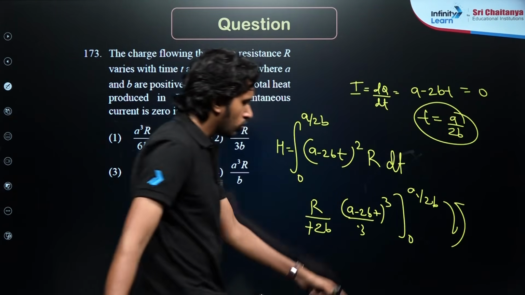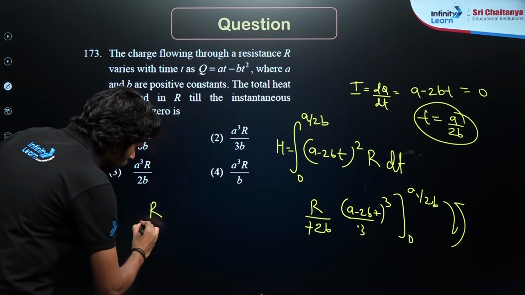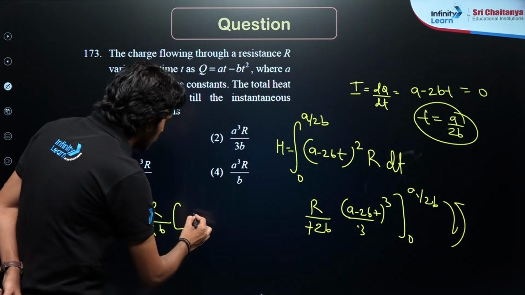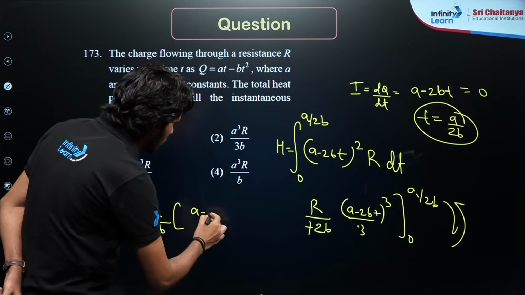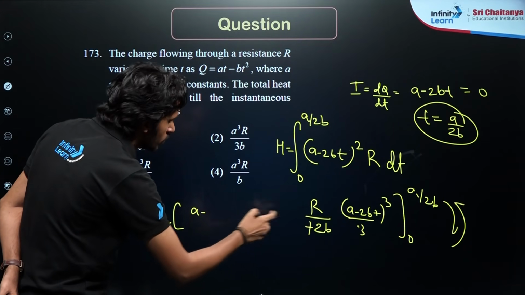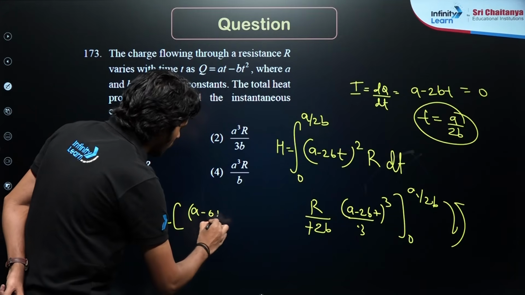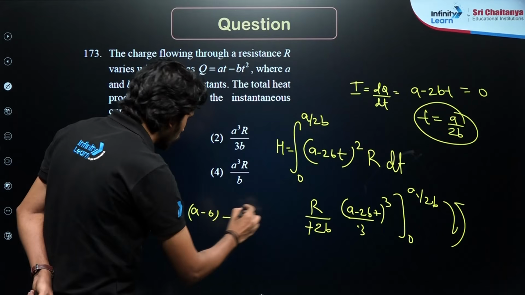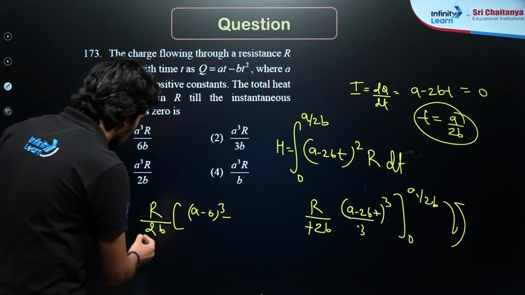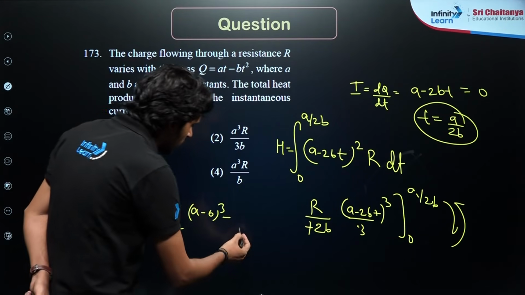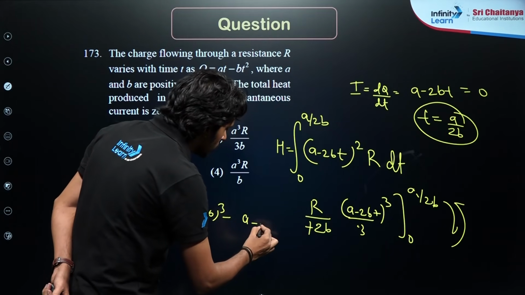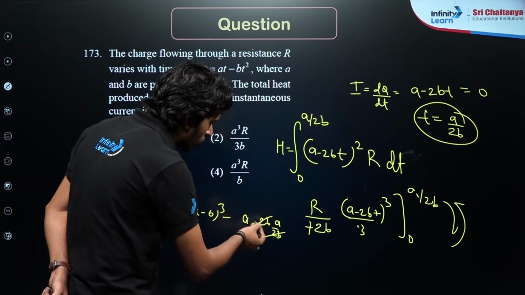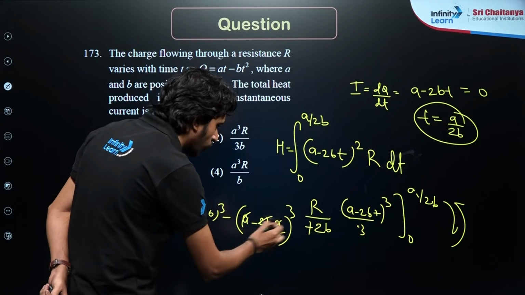Okay, so that means R by 2b, in bracket we have A minus 2bt, that means A minus 2b0. So A minus 0. Okay, minus, then you put A by 2b, and we have cube as well, and 3 is outside, minus A minus 2b, and t is A by 2b. 2b cancelled out, a cancelled out. So its cube also will be 0.